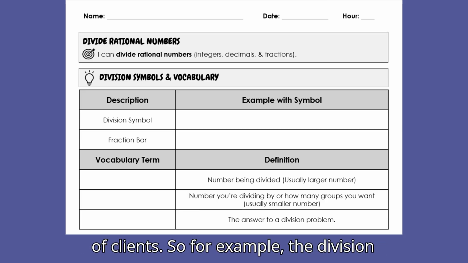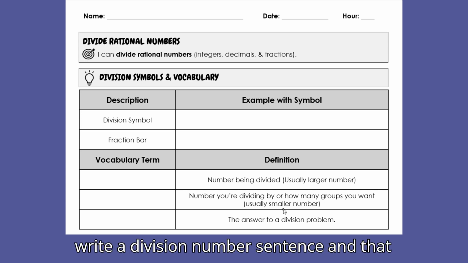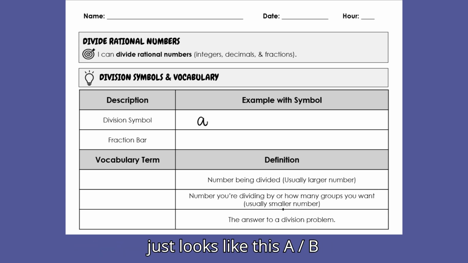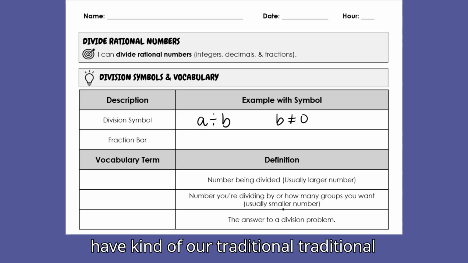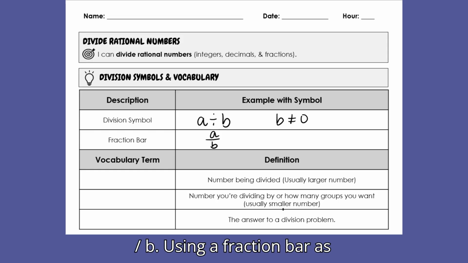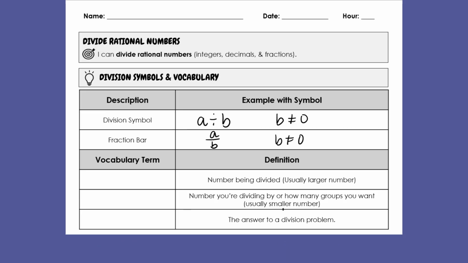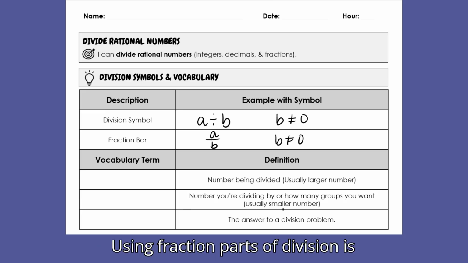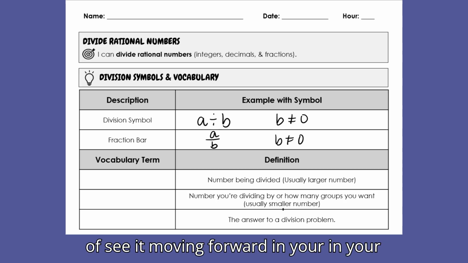So for example, the division symbol is one way that we can write a division number sentence, and that just looks like this: A divided by B, where B cannot equal 0. So we have our traditional division symbol. We can also do A divided by B using a fraction bar as division. And again, B cannot equal 0. Using fraction bars as division is definitely a very common way you'll see it moving forward in your math career.